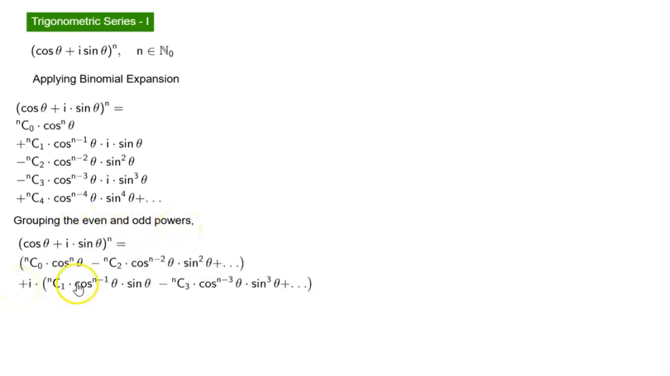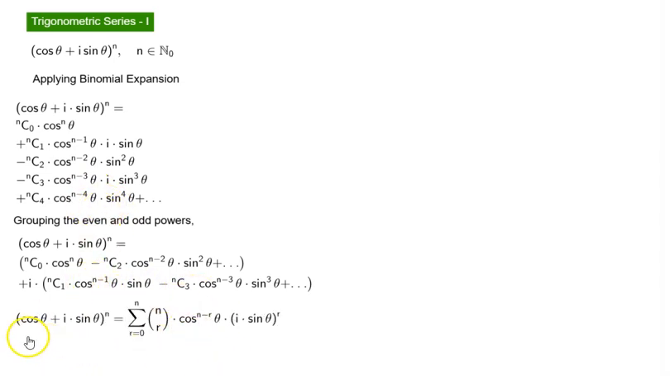So when we do that, we get (cos theta plus i sin theta) to the power of n is equal to nC0 times cos n theta minus nC2 times cos to the power of n minus 2 theta times sin square theta, and so on, plus i times nC1 cos to the power of n minus 1 theta times sin theta minus nC3 times cos to the power of n minus 3 theta times sin cube theta, and so on. So we are grouping the real part and the imaginary part separately.